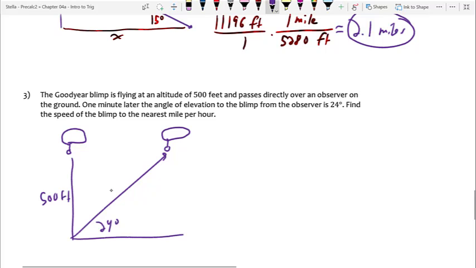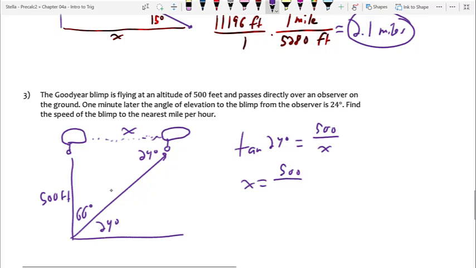Well, to get the speed of the blimp, I would really just want to know what this distance is here. So again, I can call that x. I can call this 24 if I want to, or I can do the complementary angle and figure out that this thing here is 66 degrees, either way. I'm just going to use the 24. The tangent of 24 degrees is equal to 500 over x, or x is equal to 500 over the tangent of 24, which I'll skip ahead and tell you that that's about 1123 feet.